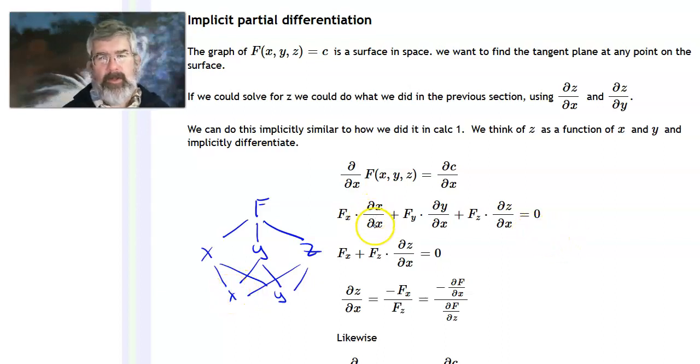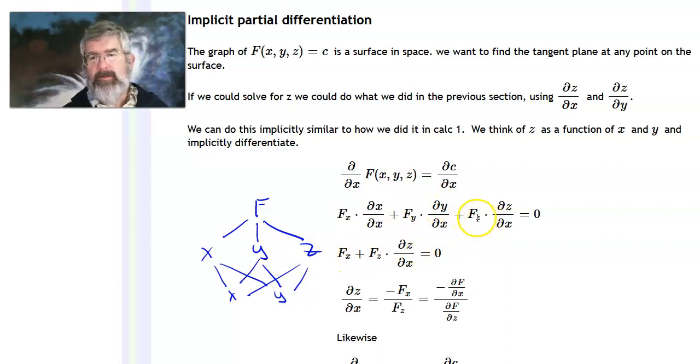Now, partial x, that's 1, right there. Partial y, partial x, well, that's 0, right? y is equal to y, and it's independent of the variable x. And so the partial derivative there is 0, so this whole term disappears. You don't see it down here.